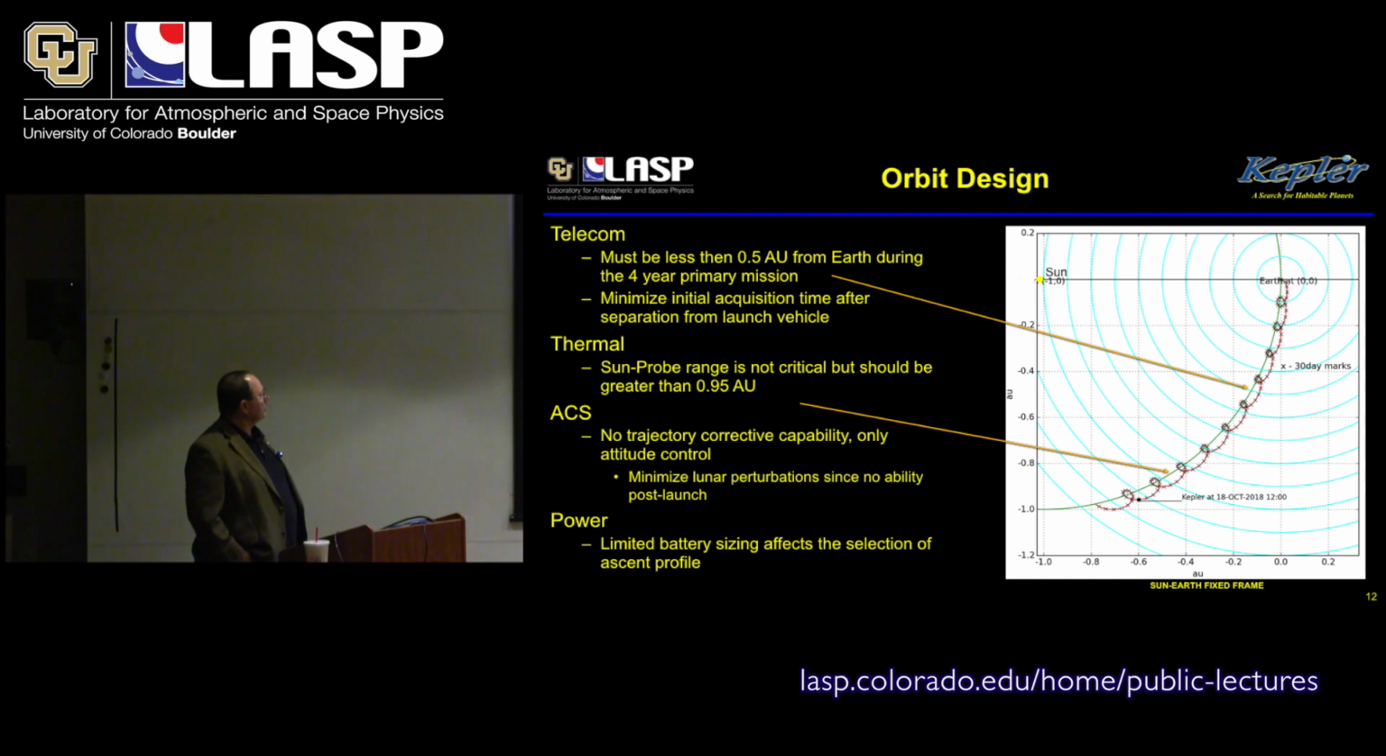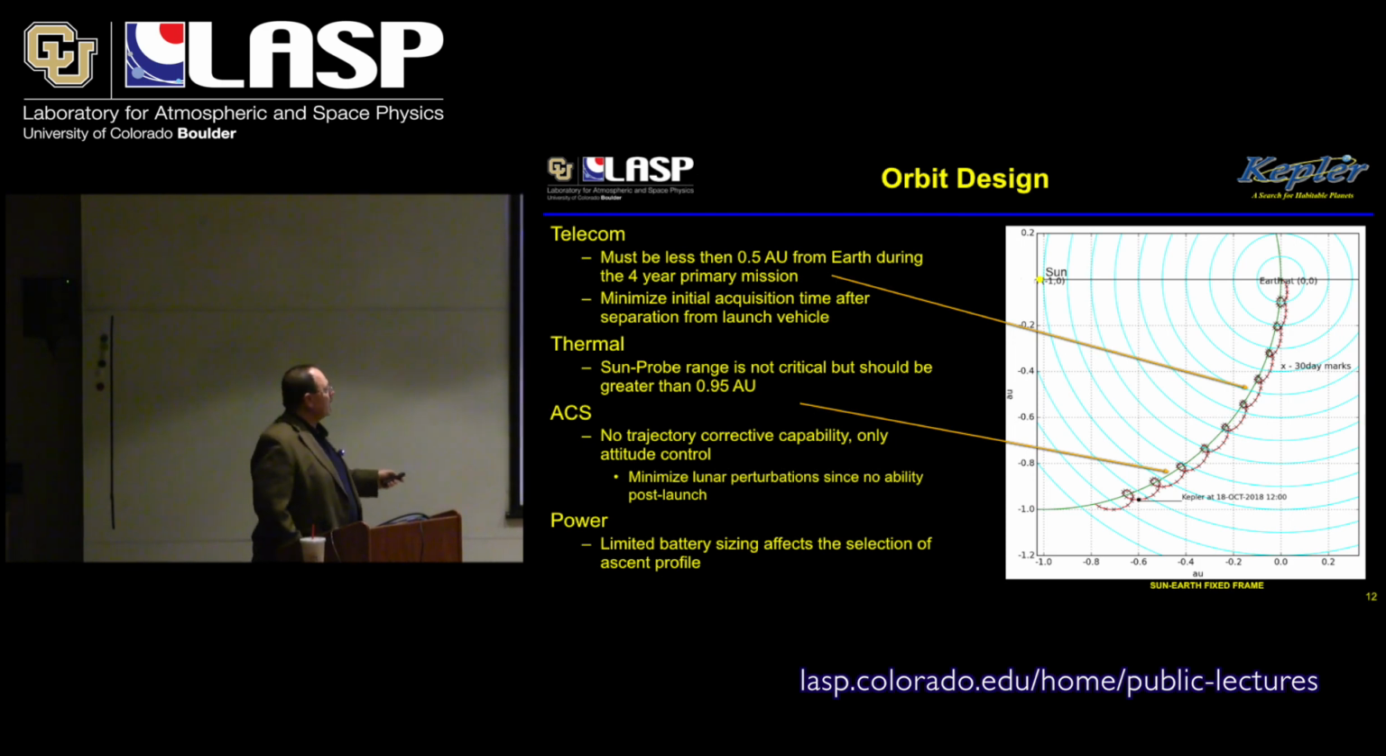Let's move on. Orbit design. The original orbit design was intended to just get us to this point right here. The telecom distance must be less than half an astronomical unit, which is the distance from the sun to the Earth, what we call an astronomical unit. It had to be less than half of that distance after the 4-year primary mission.